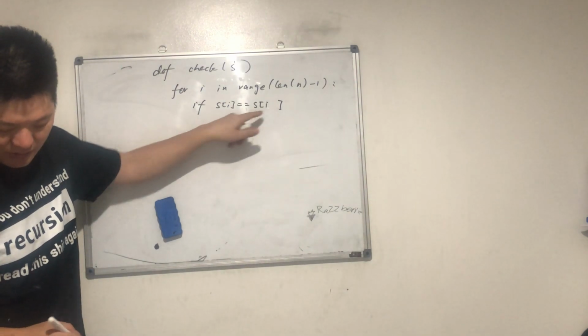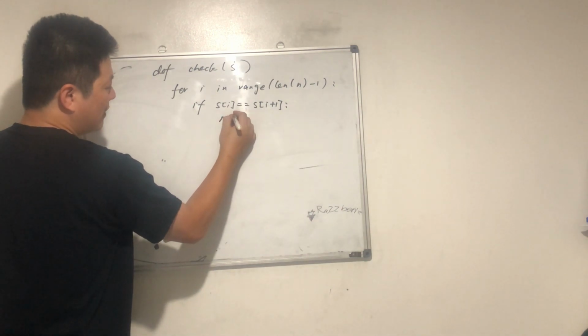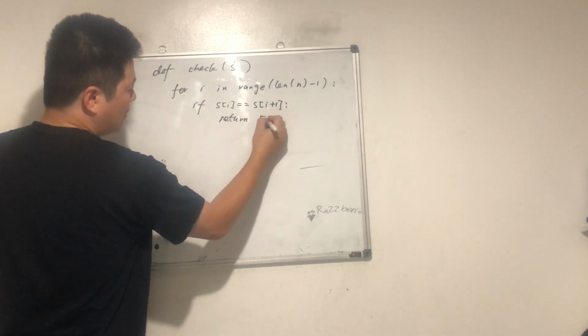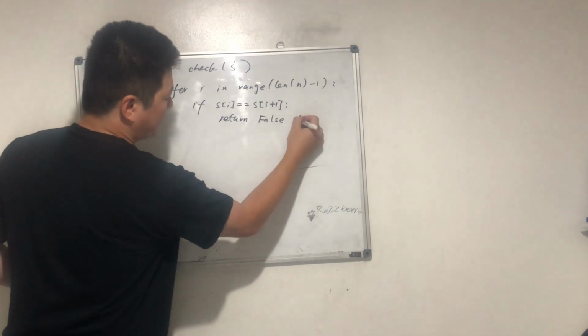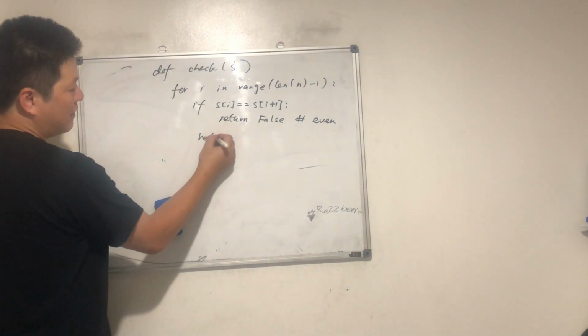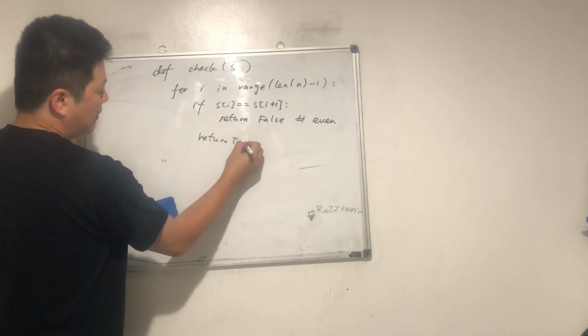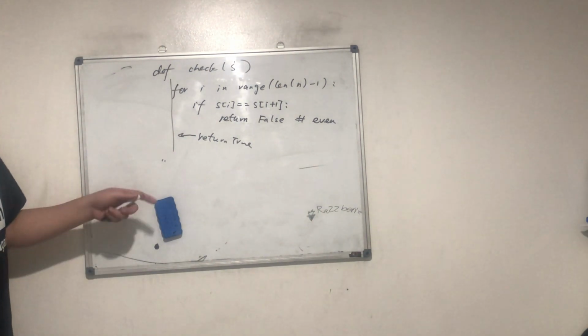What should I put here? Plus 1. If it equals plus 1, what does it mean? Then we return what? Return false. Because there are two consecutive letters, then there must be an even palindrome, right? And otherwise we return true. Okay, this should go here. What's the time complexity for this now?